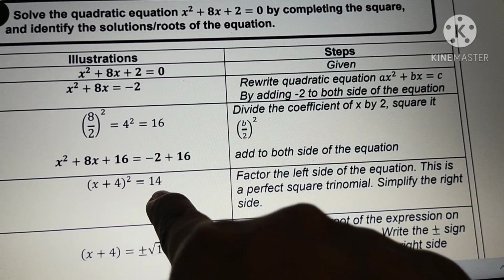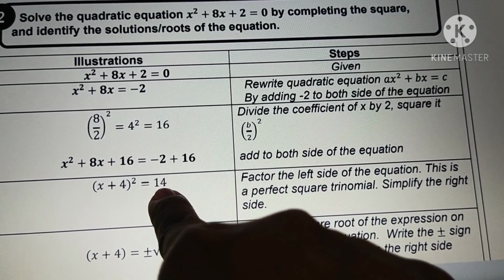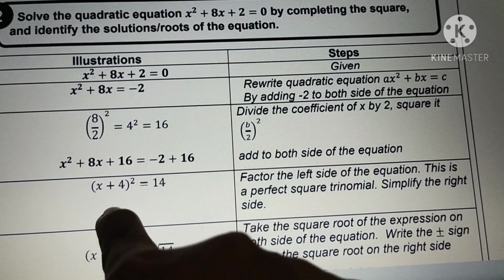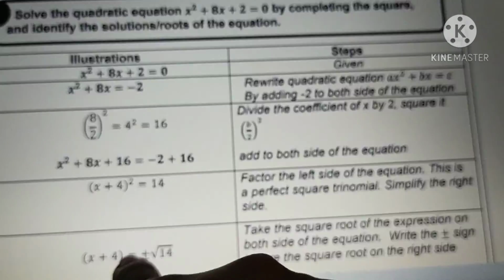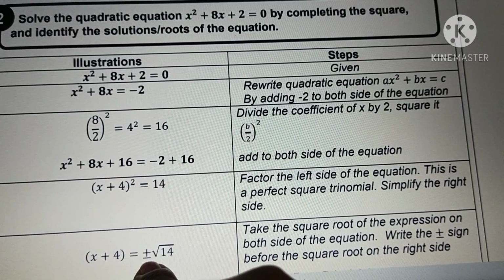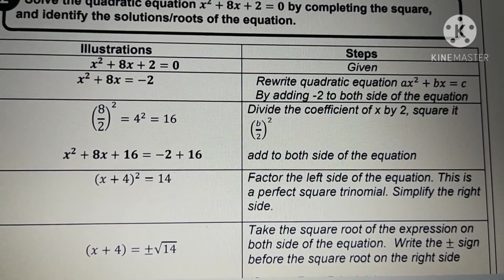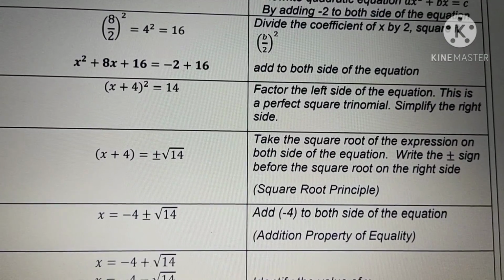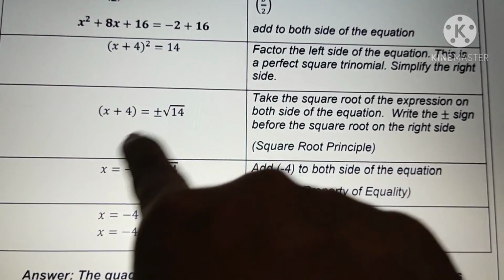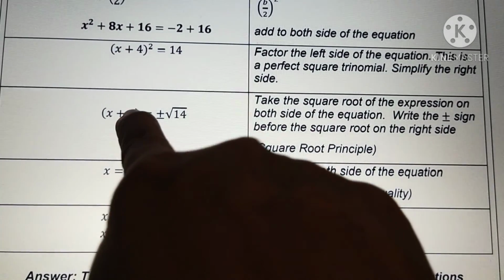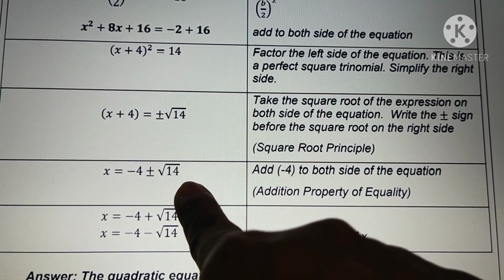So, we will use extracting the square root here. Since this is in the form of x squared equals k, and since your k is greater than 0, then you can write it in this way. Okay? And then, okay? So transpose natin ang 4 para maiwan ang x. So since positive yan, magiging negative 4 yan. Plus and minus the square root of 14.